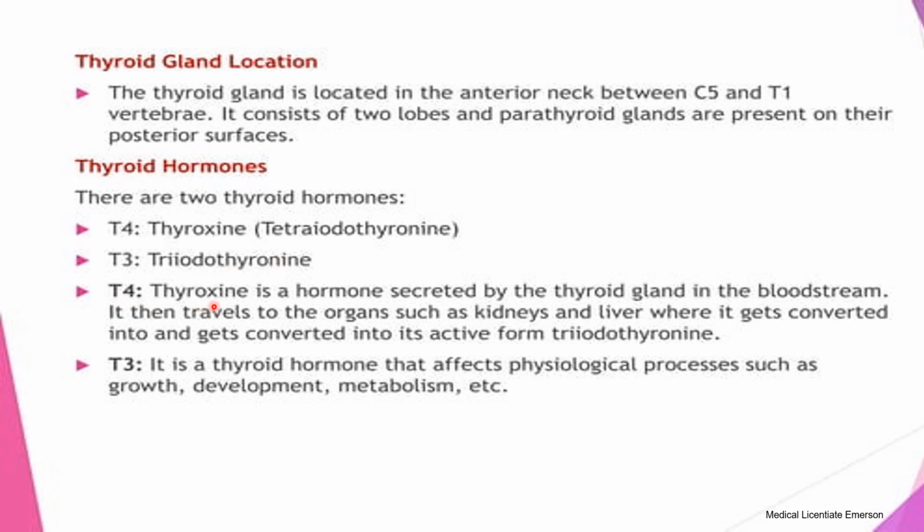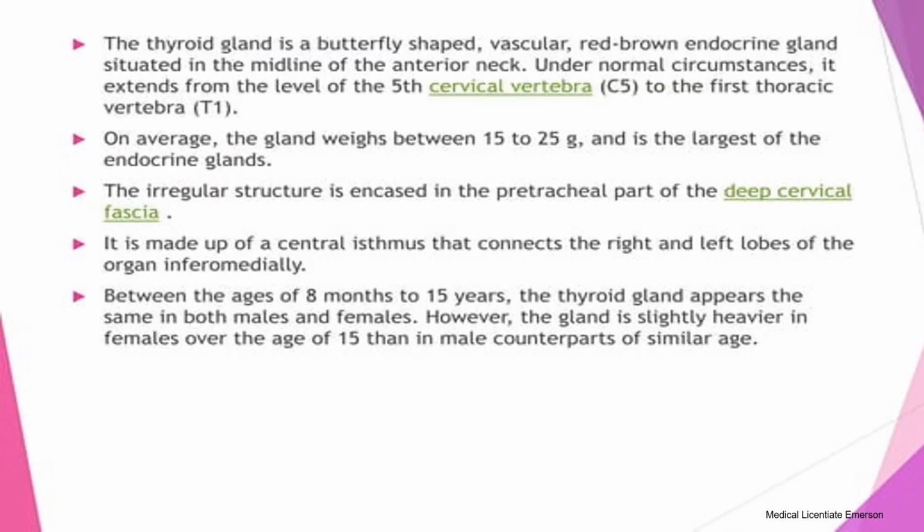So T4, which is thyroxine, is a hormone secreted by the thyroid gland into the bloodstream. It then travels to organs such as the kidneys and the liver, where it gets converted into its active form, which is triiodothyronine. So in short, for thyroxine to actually start working in the body, it needs to be converted to its active form, T3. Then T3 is the thyroid hormone that affects physiological processes such as growth, development, metabolism, etc.